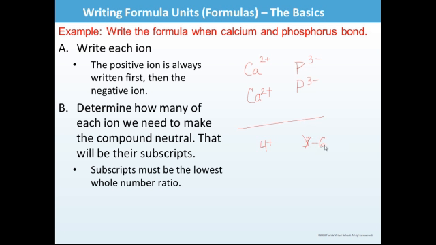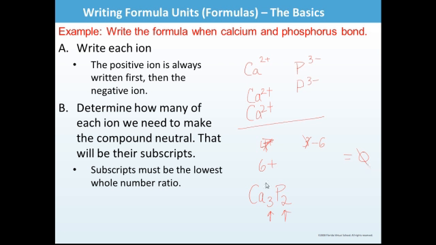4+, 6-, still does not equal 0. I have too many negatives now, so I need to add another positive ion. So now I have a total of 6+, but look at that, I have a total of 6-, which when you add them together does equal 0. So it took 3 calciums and 2 phosphoruses, or phosphides is what we call them, to equal 0. Now how many ions you need is going to be their subscript. It took 3 calciums and 2 phosphorus ions to form a 0 charge.